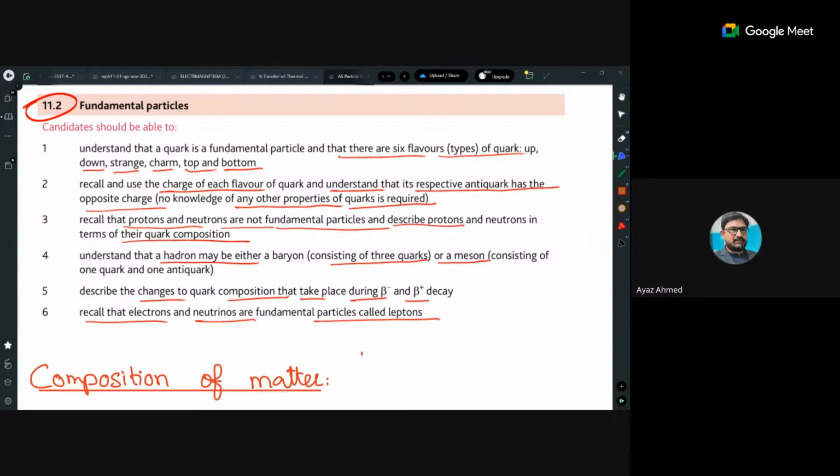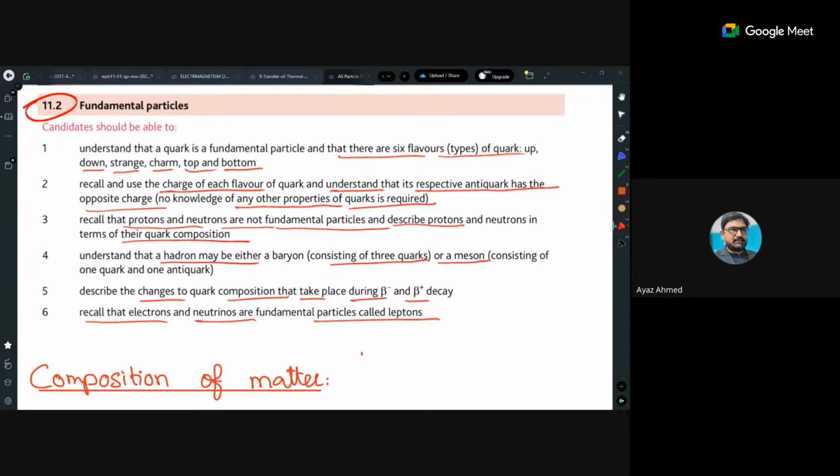These are the learning objectives. Just don't get worried about that. We will talk about the fundamental particles, what those fundamental particles are and how they are classified. Secondly, we will discuss what their properties are. Third, we will discuss whether these fundamental particles are stable or unstable.